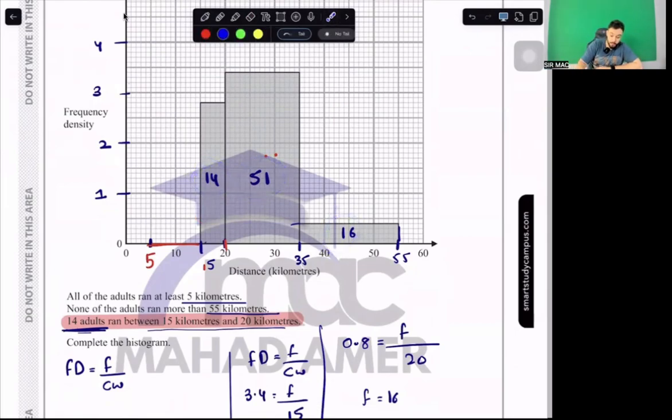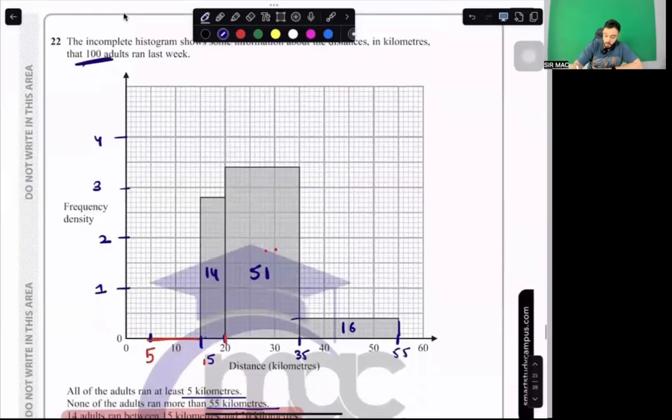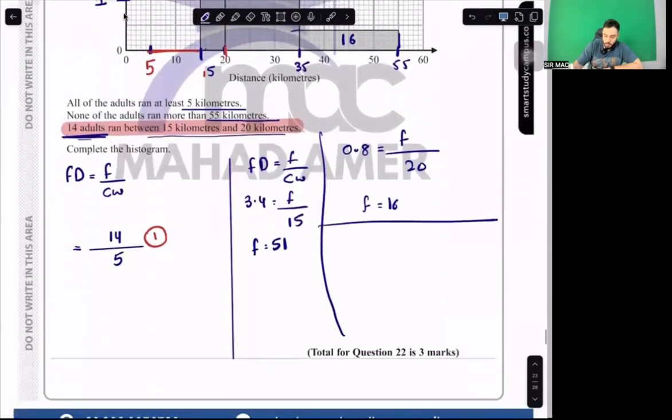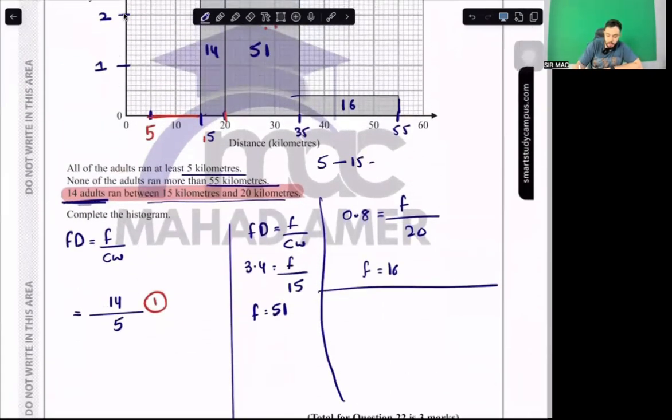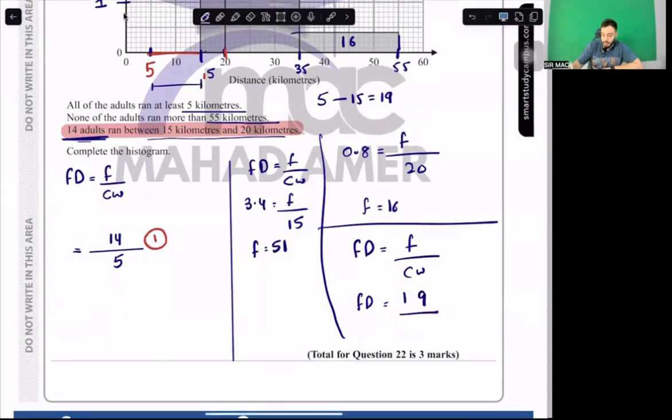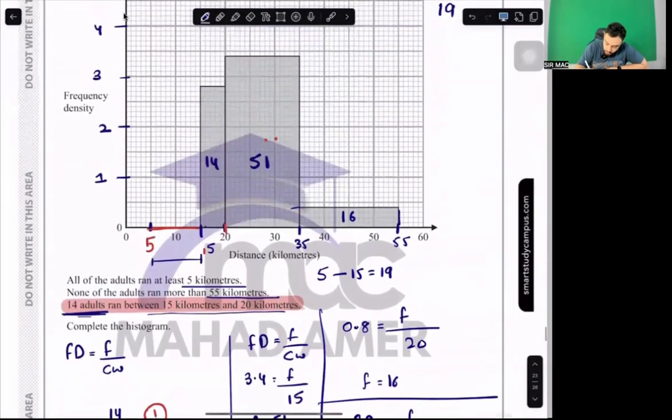Since the total is 100 people, 14 lie between 15 and 20, then there are 51, then there are 16. I would get 19 people remaining. So from 5 till 15, there are a total of 19 people remaining. Frequency density equals frequency over class width. For the last frequency density, 19 people divided by the class width, which is 10 for the last one, gives 1.9. So the last bar would be drawn over here.